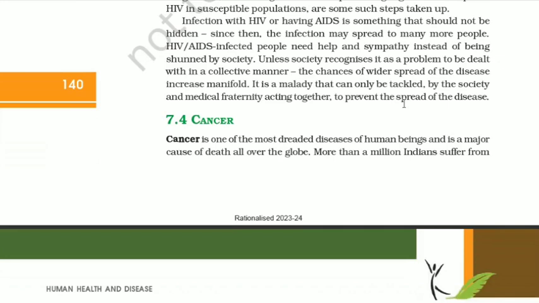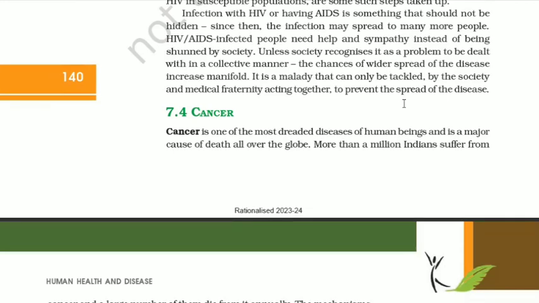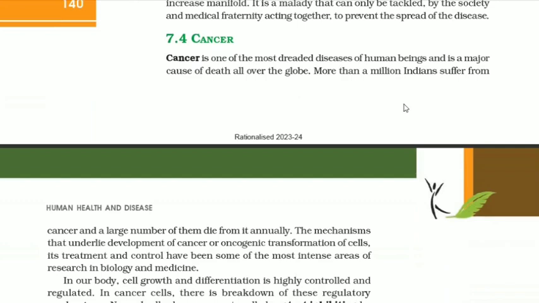Infection with HIV or having AIDS is something that should not be hidden, since then the infection may spread to many more people. HIV or AIDS infected people need help and sympathy instead of being shunned by society. Unless society recognizes it as a problem to be dealt with in a collective manner, the chances of widespread of the disease increase manifold. It is a malady that can only be tackled by the society and medical fraternity acting together to prevent the spread of the disease.